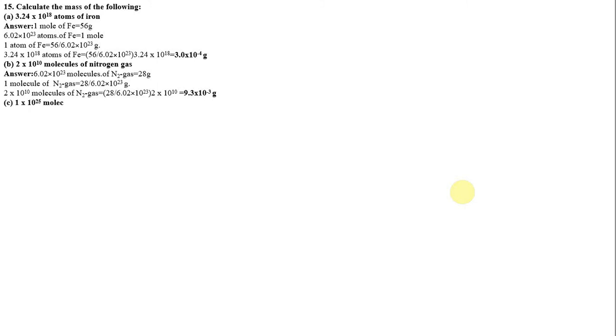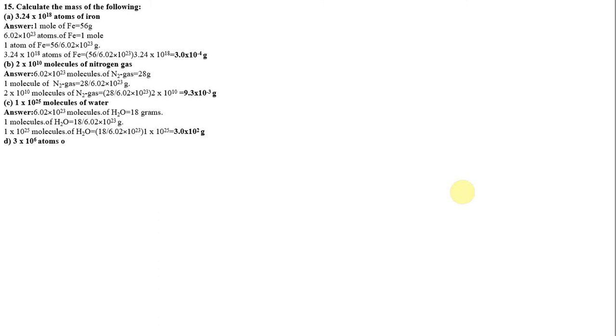C: 1 × 10^25 molecules of water. 6.02 × 10^23 molecules of water is 18 grams. So 1 molecule of water, H2O, is equal to 18 divided by 6.02 × 10^23 gram. 1 × 10^25 molecules of water is equal to 3 × 10^2 gram.